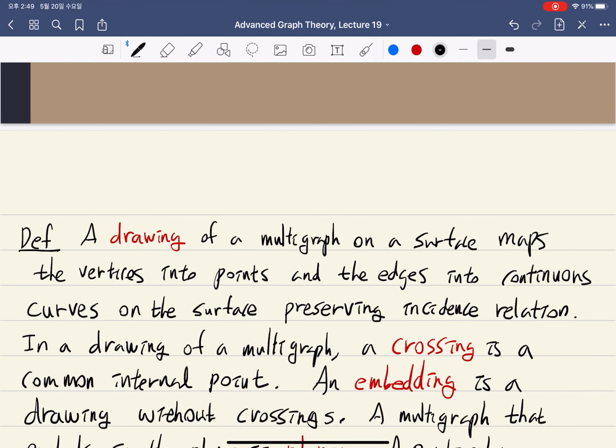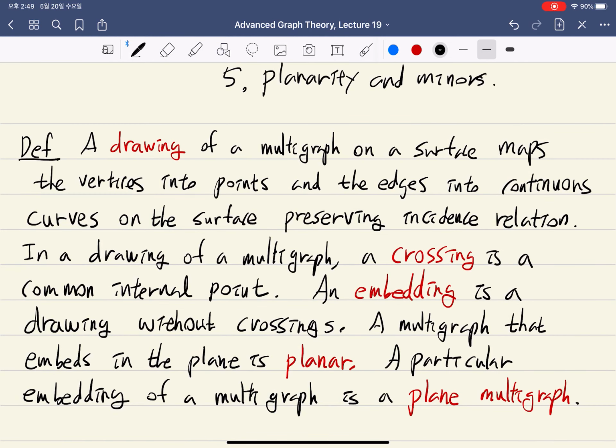So now we will start chapter 5. Chapter 5 is about planarity and minors. In undergraduate graph theory, we learned about the concept of planarity and minors. There we defined several notions. So let's quickly go through it.